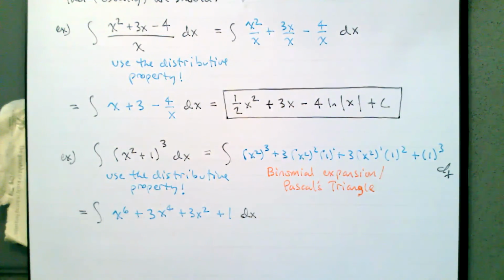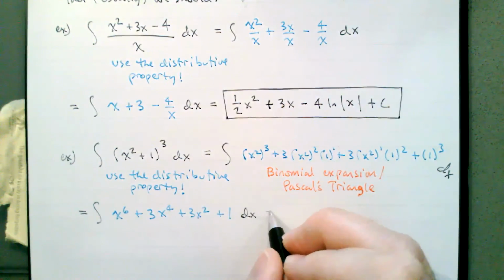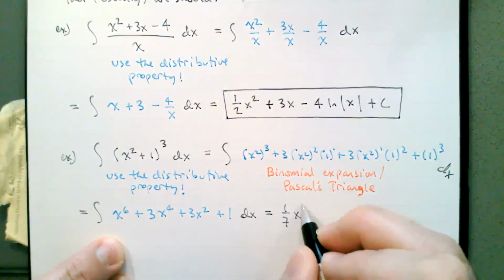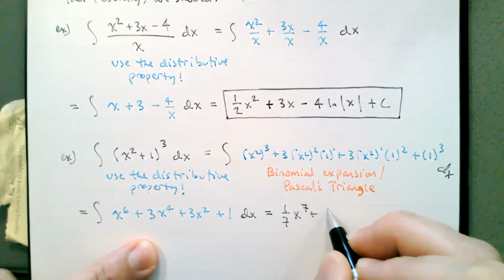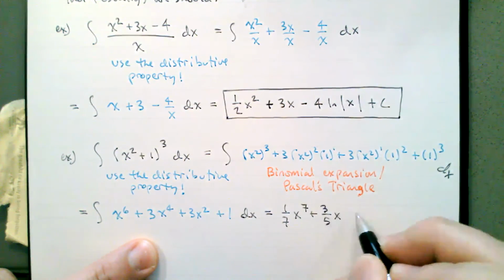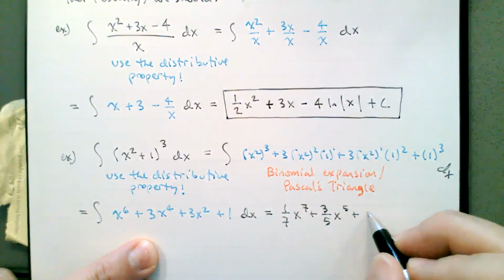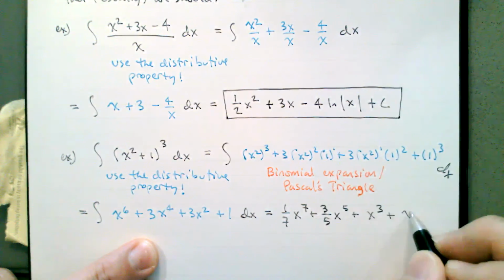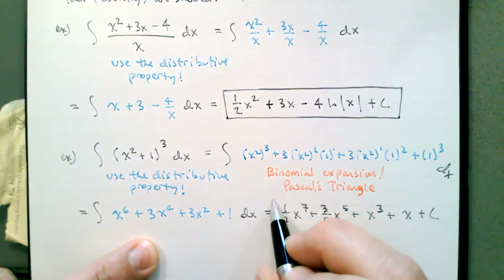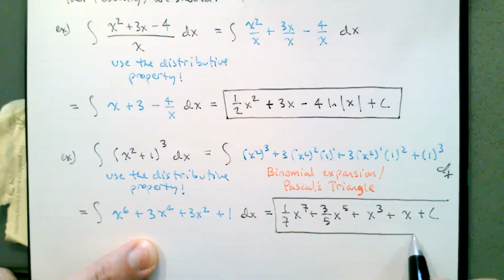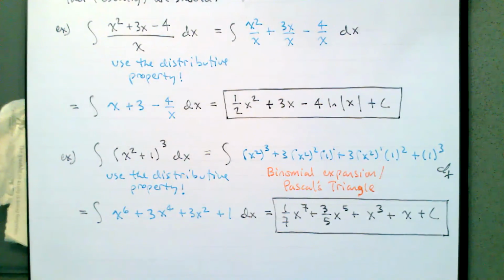And now I have a bunch of terms that are powers of x, so I can just integrate a term at a time. Add one to the exponent and divide by the new exponent gives us 1/7 x to the seventh, plus a constant multiple of 3/5 x to the fifth, plus a constant multiple of 3 divided by 3 is 1, x cubed, plus x plus c. If we can write powers of x, maybe we should.